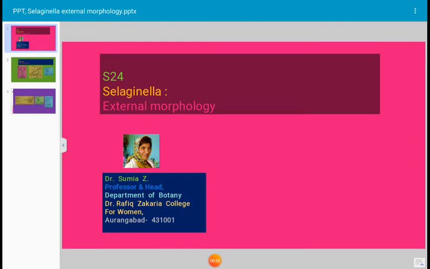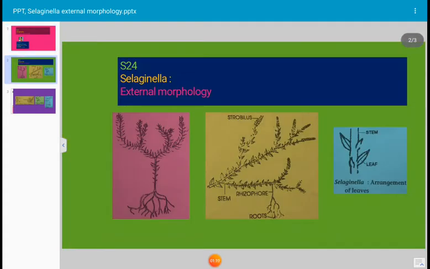Epi means upon, phyta means plant. That means the species of Selaginella that can grow on the branches of large trees, those species are described as epiphytic. Let us see the external morphology of the Selaginella plant. The sporophyte of Selaginella is well developed.